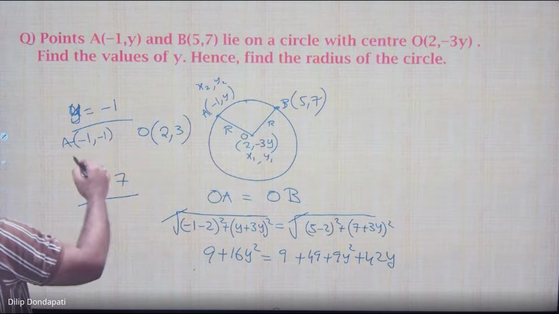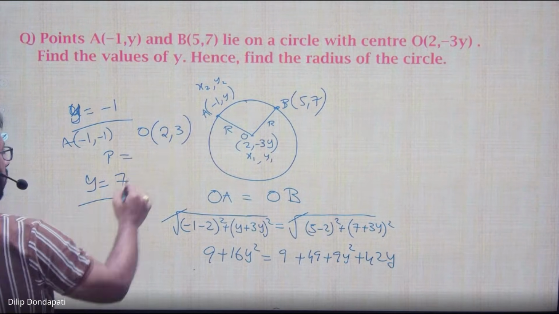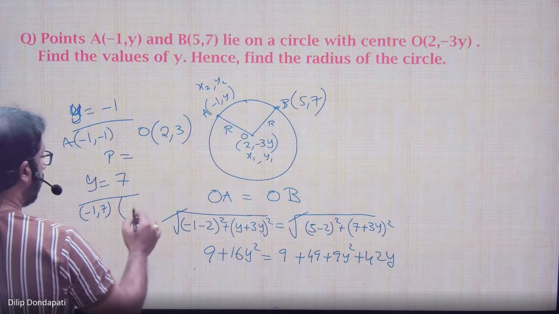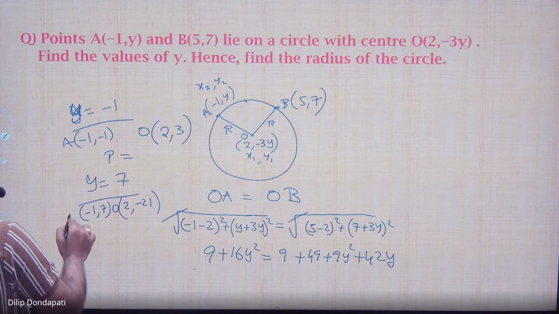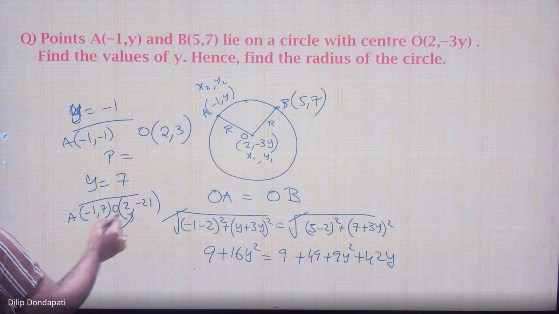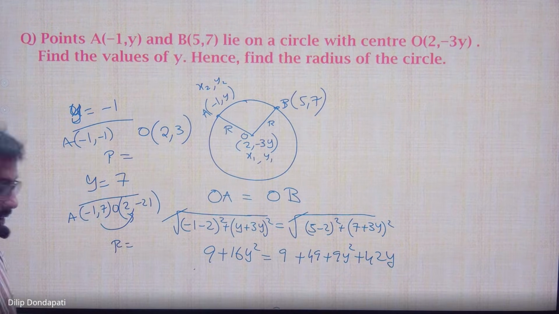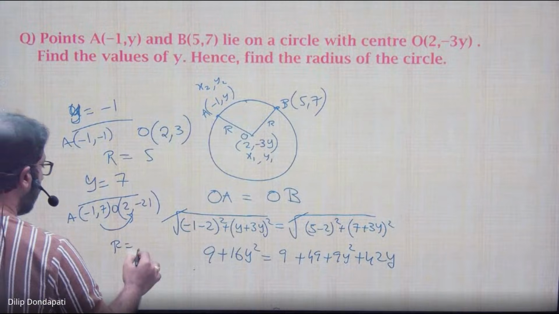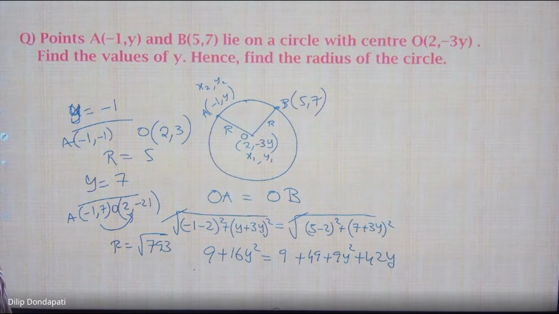Find the distance between these two, you'll get the radius. Similarly, put y again as 7: -1 comma 7, and the other point is 2 comma 7 substituted. For this one we will find the distance, we'll get the radius. So 2 answers we'll get. Okay, so the answer is one is 5, one is under root 793, right?